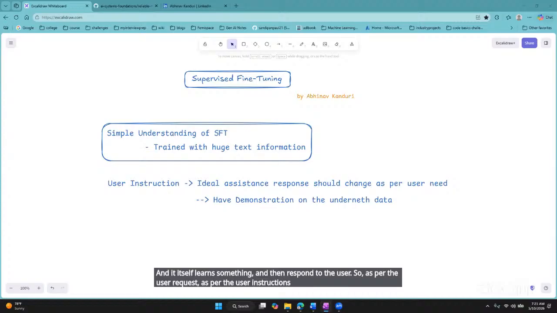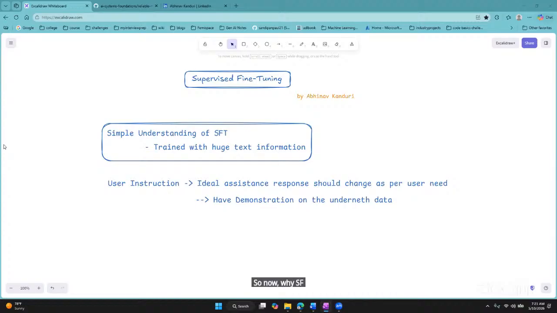So why was SFT actually needed? SFT was needed only to follow the instructions coming from the user.